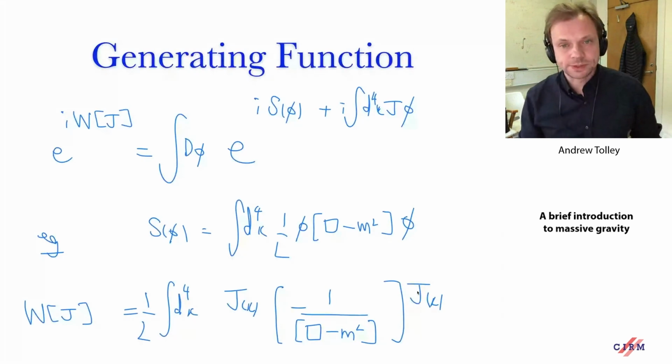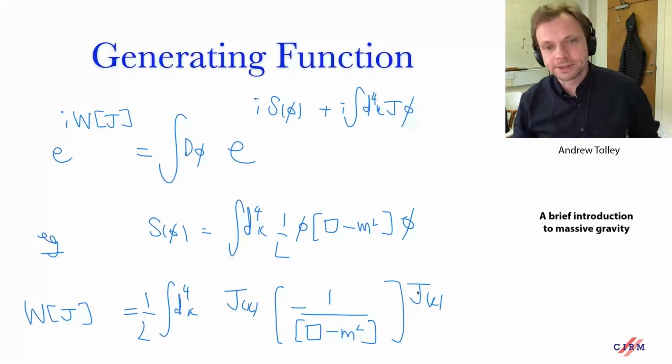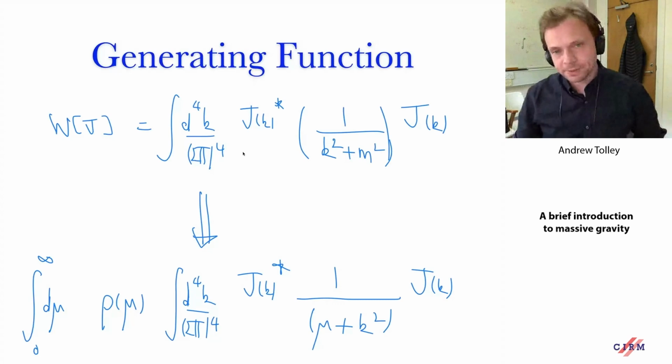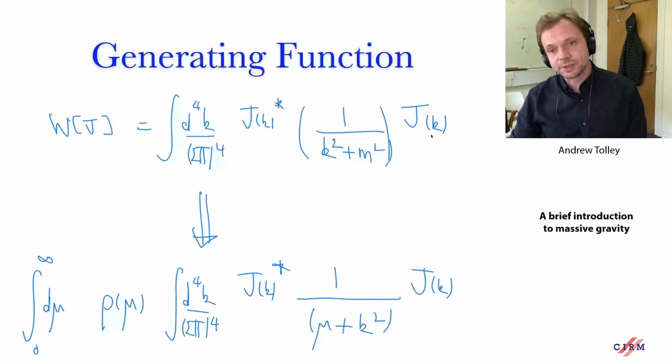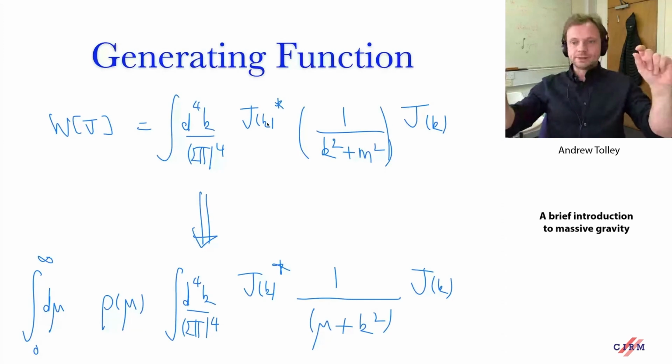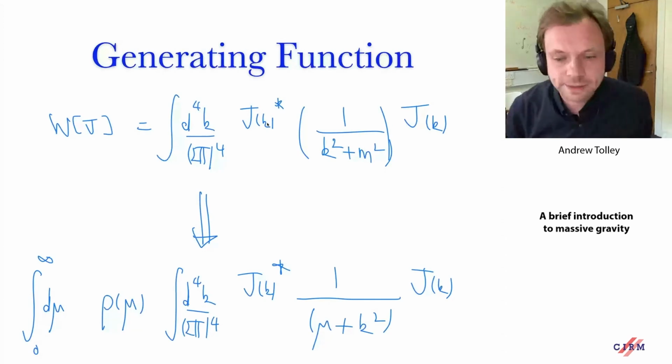Now, 1 over box minus m squared is a non-local operator, but if I write it in momentum space, it becomes local. So the generating function in momentum space, between the Fourier transforms of the two sources, has this form. What you recognize here is the Feynman propagator sandwiched between two sources. So for a free theory, the generating function is quadratic and just describes a source, then a Feynman propagator between them, and then a source. Diagrammatically, you're just drawing a single propagating connected line with two sources at the ends.